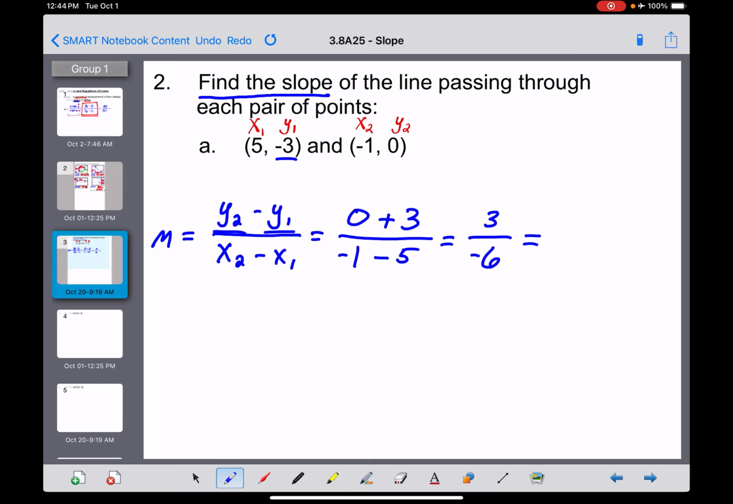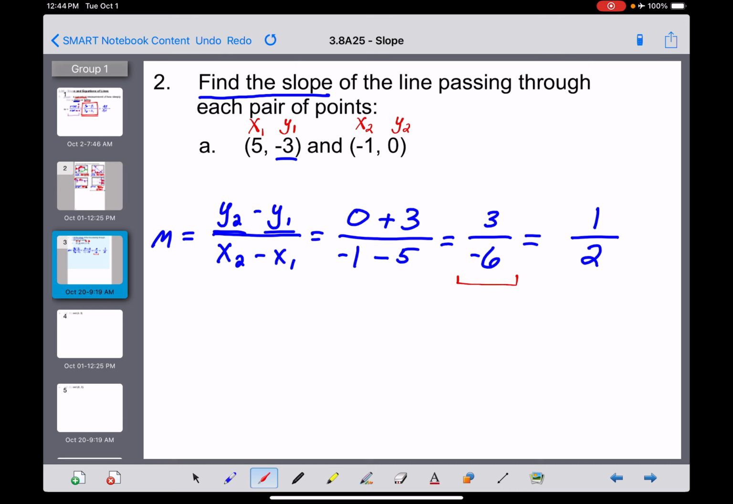3 over -6, let me ignore the negative right now, we can divide a 3 out from all of those and get a 1 on top, that's 3 divided by 3, and on bottom, 6 divided by 3 would get us a 2. Now, in terms of the sign, right here, we just took a positive divided by a negative, which is going to get us a negative result.